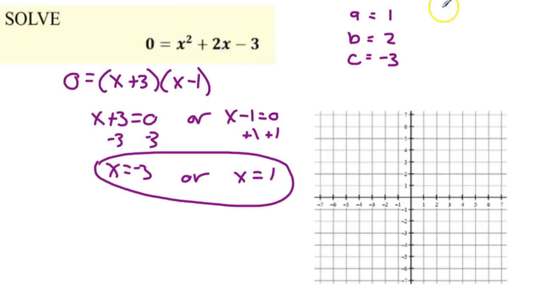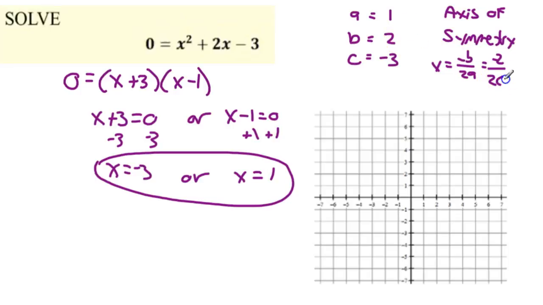If I want to find the axis of symmetry, that formula is x equals negative b over 2a. All right, the b is 2, so it's negative 2 over 2, and a is 1. So negative 2 divided by 2 is negative 1. So the axis of symmetry is x equals negative 1. All right, there we go. So I can draw this. It's a vertical line along x equals negative 1.